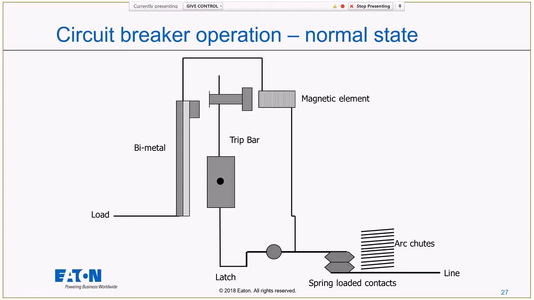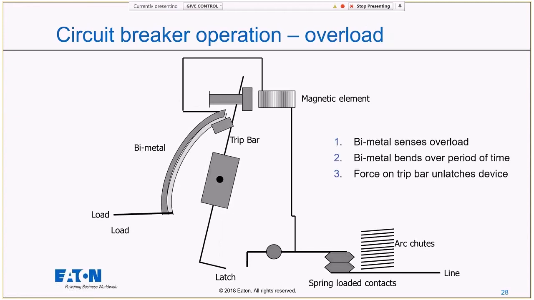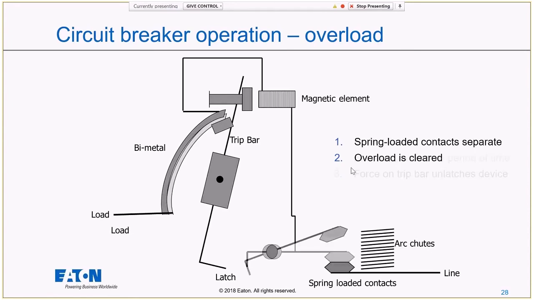Then what's going to happen during an overload? Remember, an overload is a small amount of overcurrent that persists over a long amount of time. My bimetal is going to do the work here. A bimetal is exactly what it sounds like: two metals fused together. When they heat up, they have different rates of expansion. As a result, when they heat up enough, that bimetal bends and hits into this trip bar. When it hits the trip bar, that trip bar unlatches my spring-loaded contacts. Once those spring-loaded contacts are unlatched, that spring will separate the contacts and my overload will be cleared.